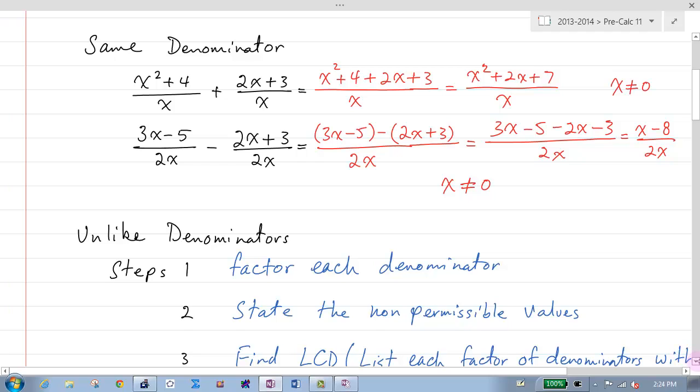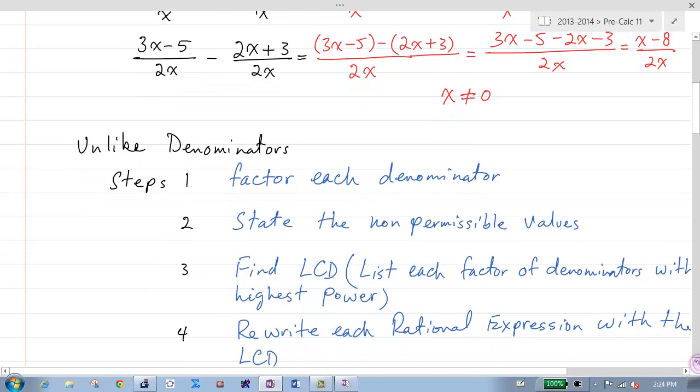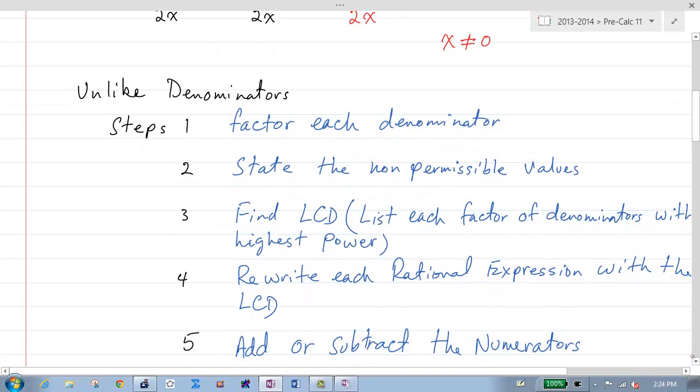For unlike denominators, we have a set of steps that we're going to follow. Step 1, we're going to factor each denominator. As you see, the focus is on the denominator here. Step 2, state the non-permissible values, what makes the denominator equal to 0. Step 3, find the LCD, the lowest common denominator.